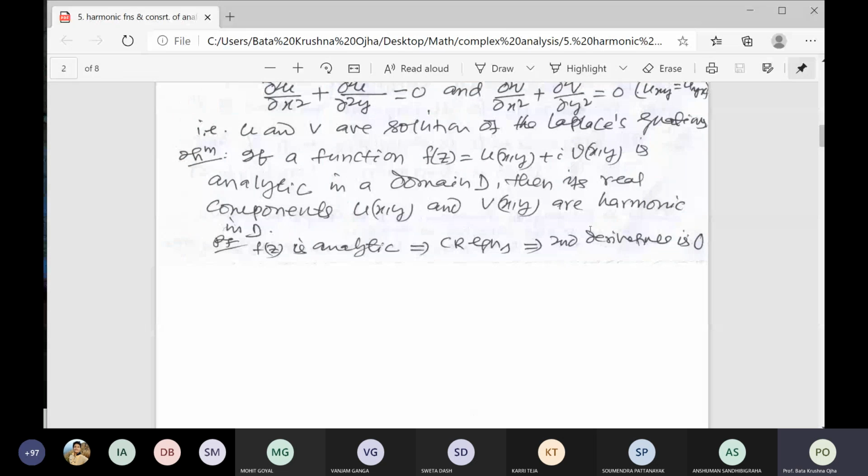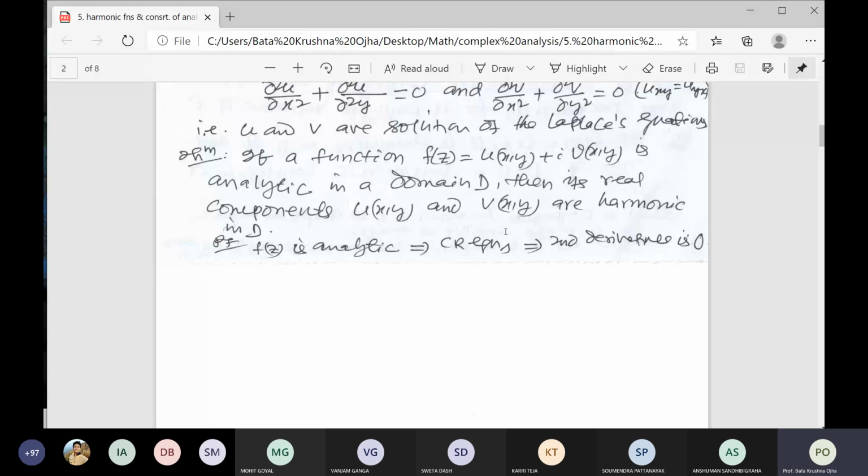But if the functions u and v are harmonic, and you construct f(z) = u + iv, you cannot claim the function f(z) is analytic. Understand? Analyticity of the function gives harmonicity of u and v. Both u and v are harmonic because the function is analytic. If u and v are harmonic, you cannot claim f(z) is analytic. The reverse need not be true.